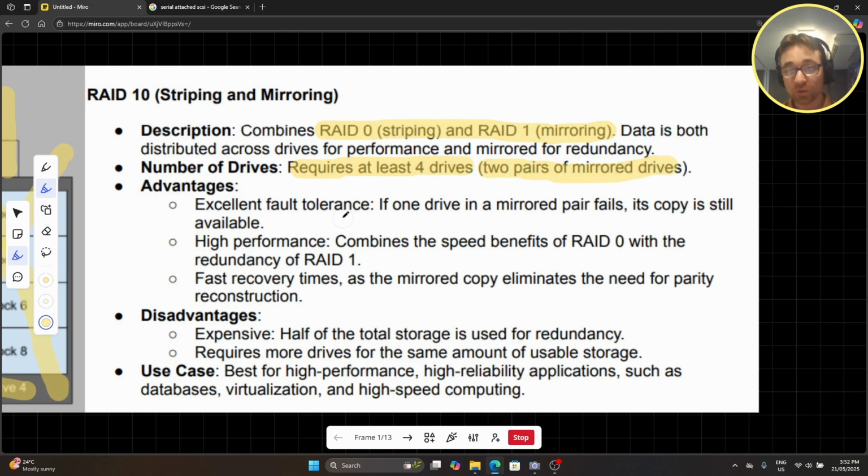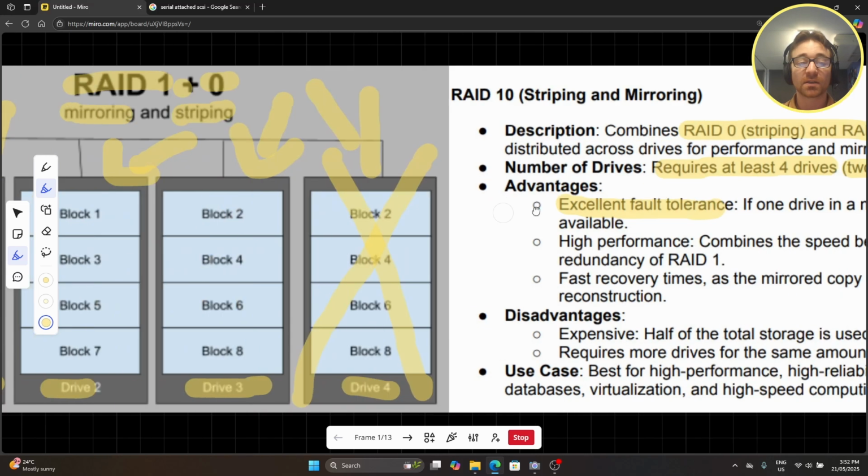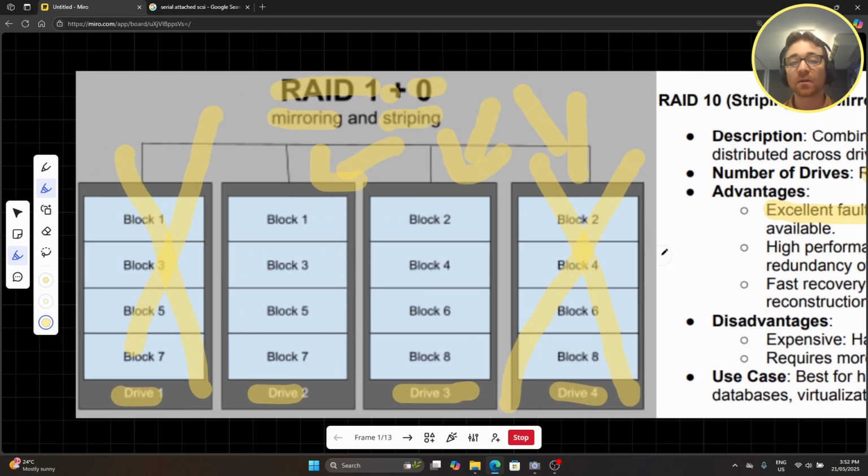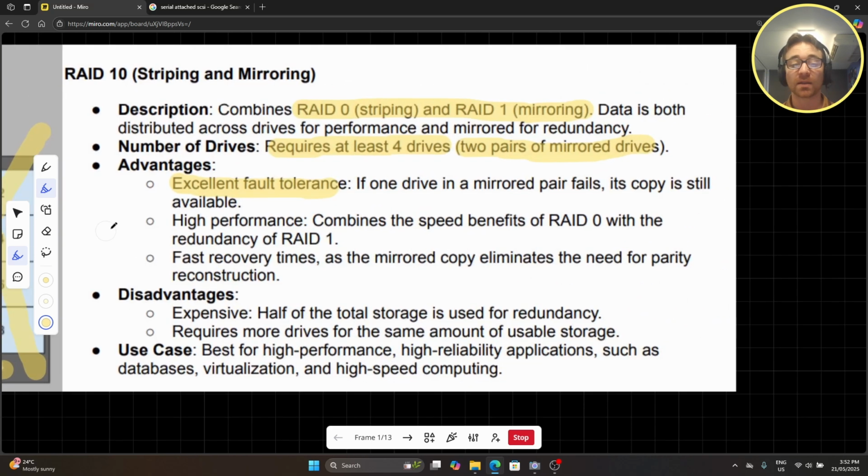Now, the good things about RAID 10, as we talked about already, it has really good fault tolerance. You can lose 2 drives and still have all your data. And unlike RAID 5 and 6, you can have that data straight away. You don't have to wait for the parity bit to back it up. It's there straight away. You also have that high performance. It's combining the speed benefits of RAID 0 with the redundancy of RAID 1 and fast recovery times. I just spoke about that.